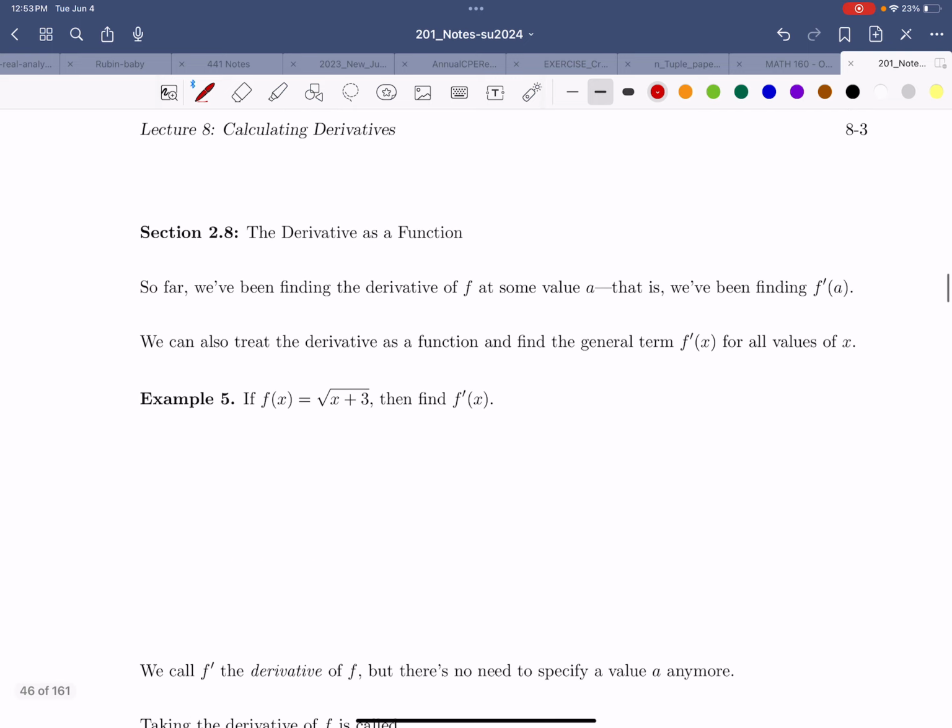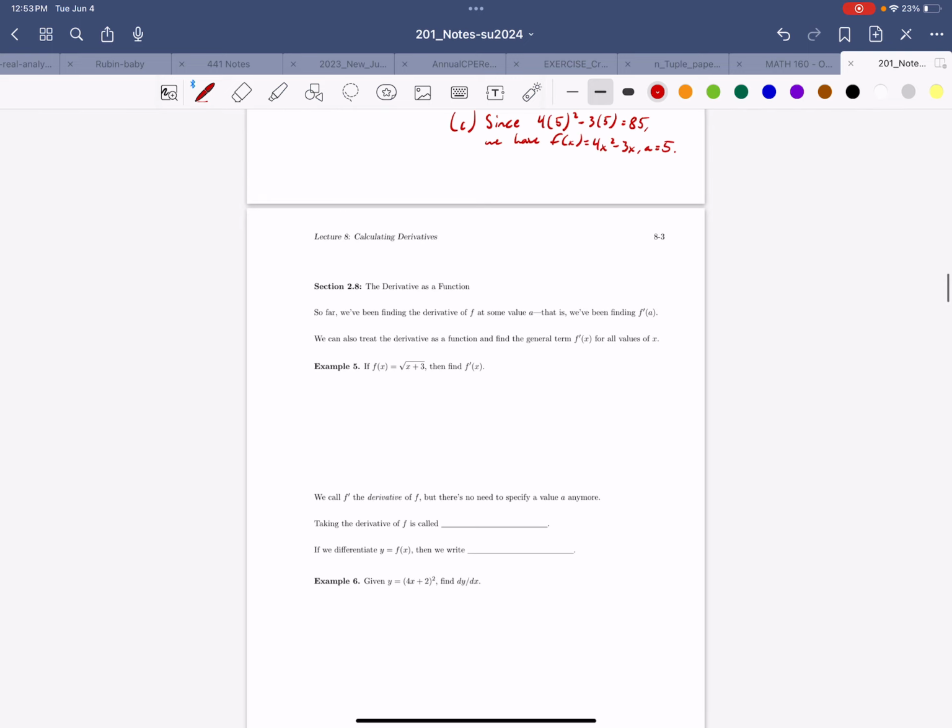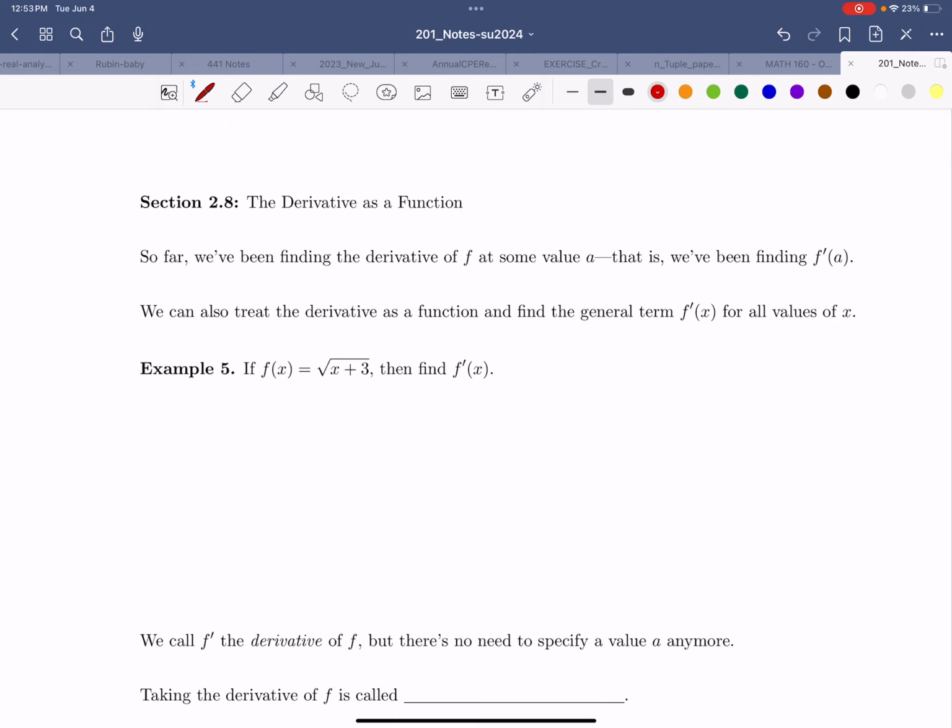So what we can do is we can actually think of the derivative function in and of itself, right? The derivative function, where instead of talking about a number like 5 or 6 or 7 or 8, we use x, okay? So for example, if f of x equals the square root of x plus 3, then find f prime of x. Not at x equals 6, just f prime of x.